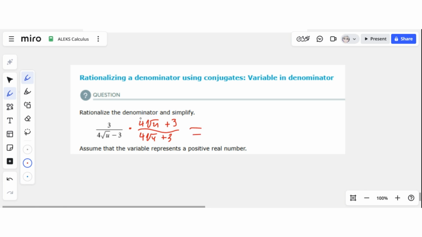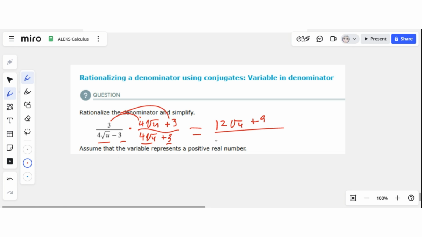On the top, I'm going to multiply the 3 by both of these terms. So I get 12 square root of u plus 9. And on the bottom, well, this is multiplying out to get a difference of squares. So I'm really going to take that term and square it, take this term and square it, and then put a minus sign in between. I mean, you could FOIL that out if you don't believe me, but that's what it comes out to.